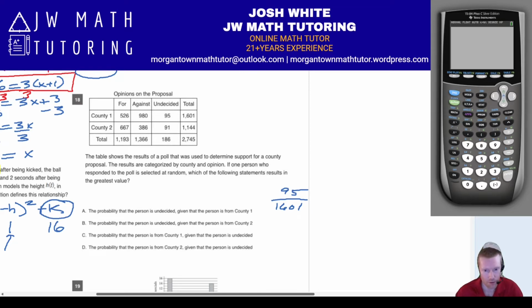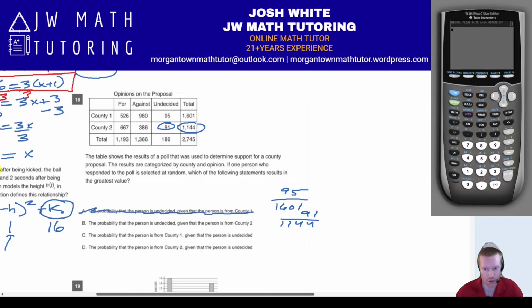For answer choice B, same thing, but county 2. So we look at the total up here for county 2. That is our denominator. And we put our undecided for county 2 right here on top for our favorable outcomes. So it's 91 out of 1144. Notice that here the top is a little bit smaller in choice B, but the bottom is much, much smaller. That's actually going to make choice B a larger number than choice A. So choice A is actually out.